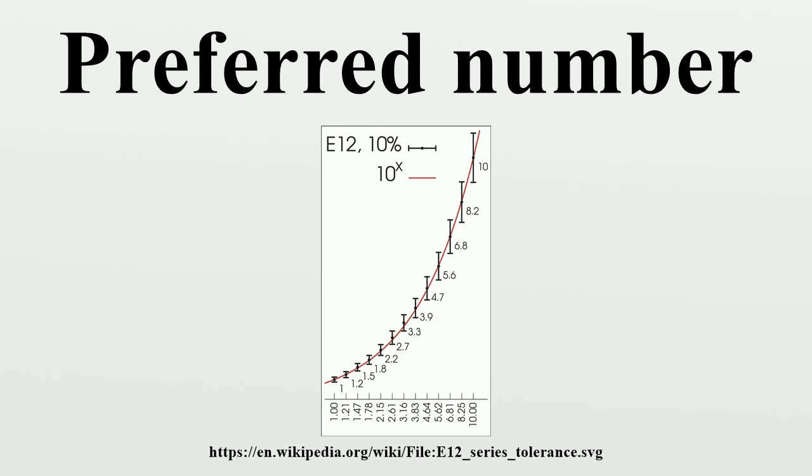With the E48 series, a third decimal place is added, and the values are slightly adjusted. Again, the E48 series is every other value of the E96 series, which is every other value of the E192 series.